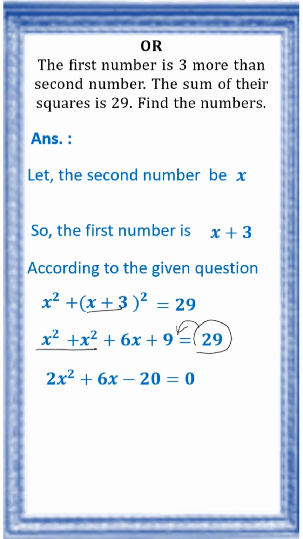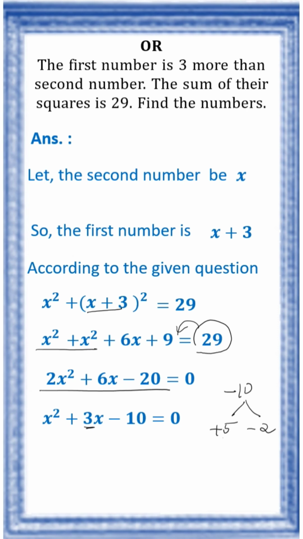Here 2 is common, observe, so take it outside. x square plus 3x minus 10 is equal to 0. Now factorize. Minus 10 as the product, plus 5 and minus 2. If you add, you'll get positive 3. If you multiply, you'll get negative 10. So (x plus 5) into (x minus 2) is equal to 0.